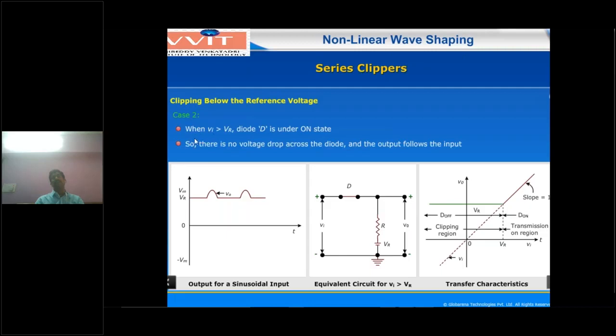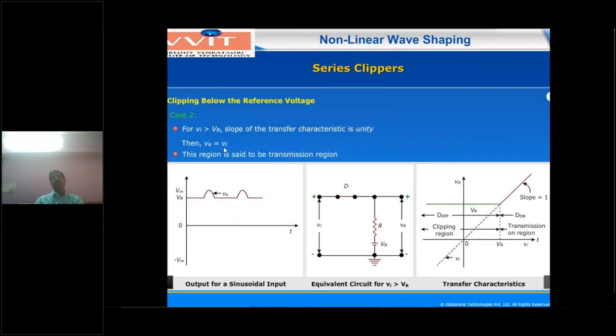So that's why whenever input voltage is greater than reference voltage, the diode will be in the on condition, and the input voltage is transferred to the output. In that condition, V0 equals Vi. Slope equals 1. You have to see the slope equal to 1 whenever input voltage is greater than the reference voltage VR. This is Vi, the input voltage on the x-axis, and the output voltage will be on the y-axis. These are the two conditions.